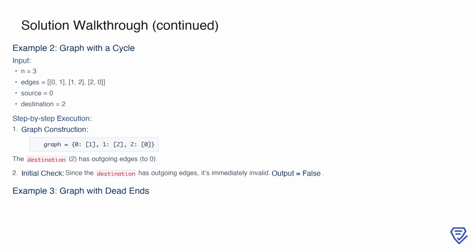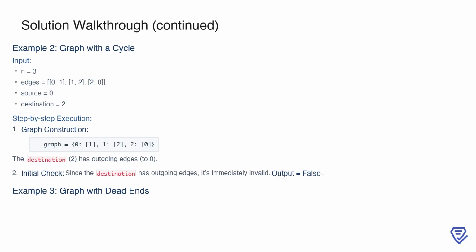Now, let's look at a graph with a cycle. This graph has 3 nodes connected such that node 0 points to node 1, node 1 points to node 2, and node 2 points back to node 0, forming a cycle. The source is node 0, and the destination is node 2.